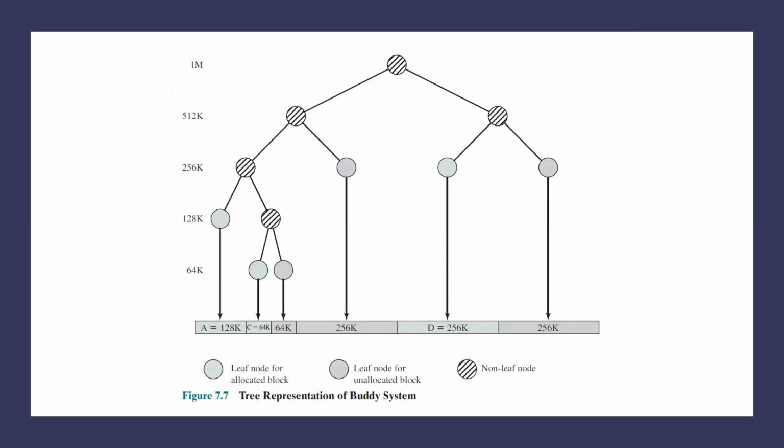This figure shows a binary tree representation of a buddy allocation immediately after the release B request. The leaf nodes represent the current partitioning of the memory. If two buddies are leaf nodes, then at least one must be allocated. Otherwise, they would be coalesced into a larger block.